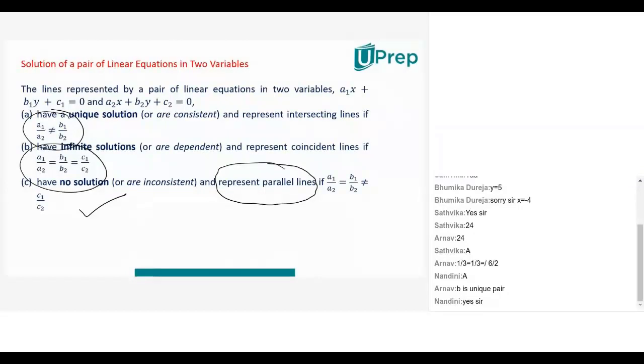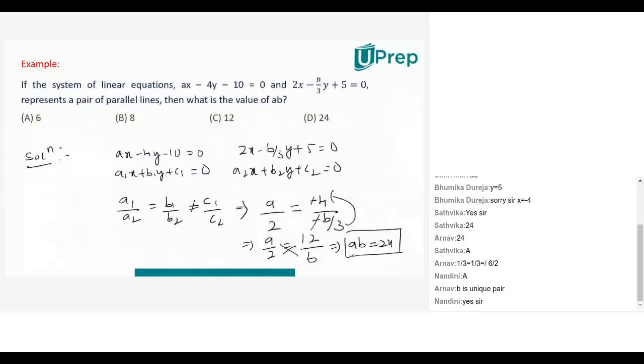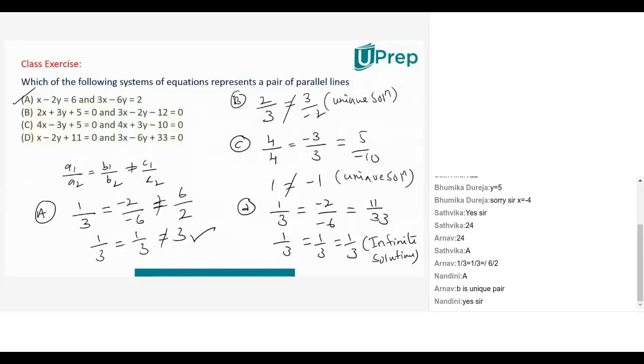Since parallel lines never meet, they will not have a point of intersection. No point of intersection, no solution. Simple. So this is the condition for unique solution. That's the reason why here, in this case, clearly A1 by A2 not equal to B1 by B2, na? Here also A1 by A2 is not equal to B1 by B2, na? That's the reason why unique solution. I'm just recalling the concepts you have learned previously. Is this clear?